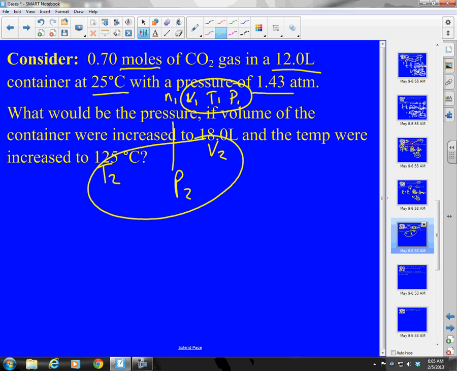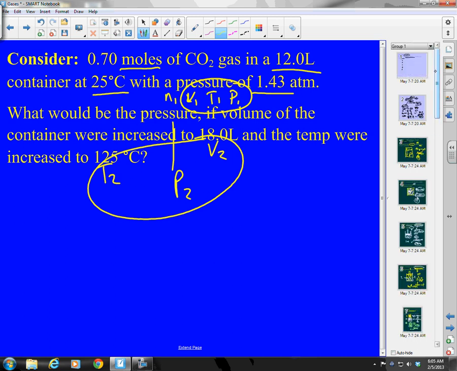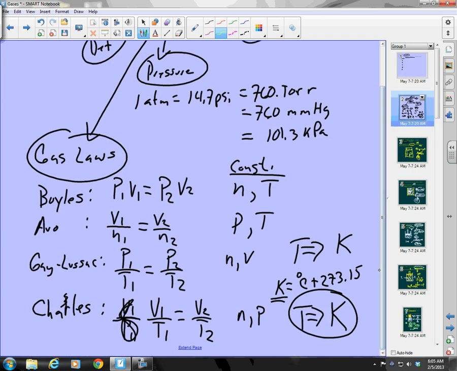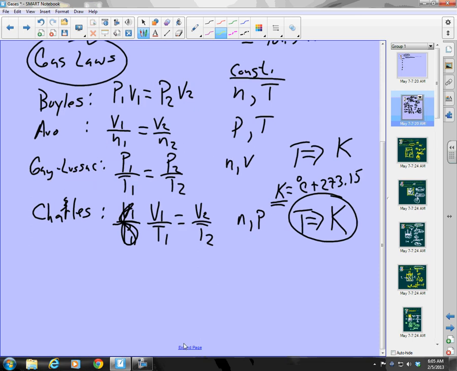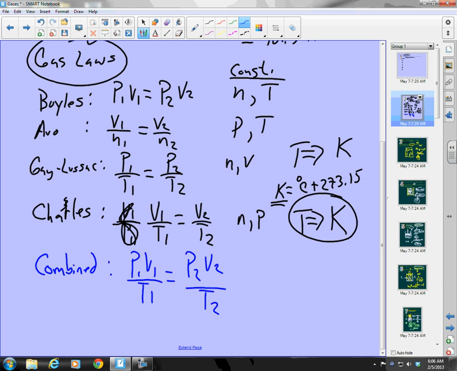Do I have something that relates V1, T1, P1 to V2, P2, T2? And the answer is not yet. And here we go. Are you ready? There is another law, as you might expect. Where is it? Right here. It's called the combined gas law. It's not really a Mr. Combined. P1 V1 over T1 equals P2 V2 over T2, right?